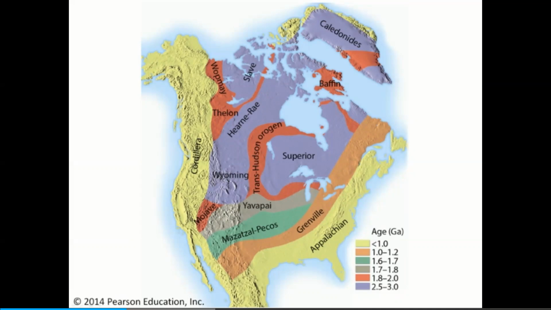So you can see that there's this sort of pattern where there's a nucleus to the North American continent, and then more material was added on to the edges over time. Let's begin by taking a look at this orange swath right here. This is called the Grenville Province, and the Grenville Province was added on to the North American continent around 1.2 to 1.0 billion years ago.